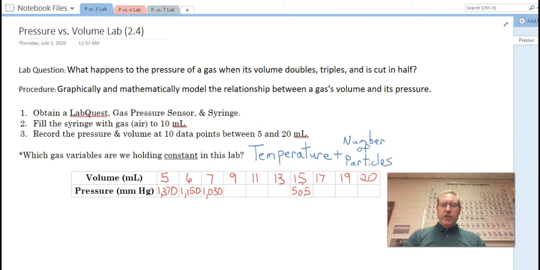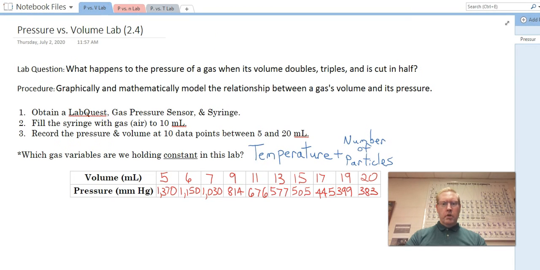Thanks to the magic of screencasting, in just a second you're going to see the rest of this data table filled in, because I'm going to take a couple minutes and get that data right now. All right, did you miss me? So here we have the rest of the data. I just followed the same procedure I was using before. I adjusted the syringe to the different volumes and wrote down what the pressure was on the LabQuest. So you can see I filled in the data table.